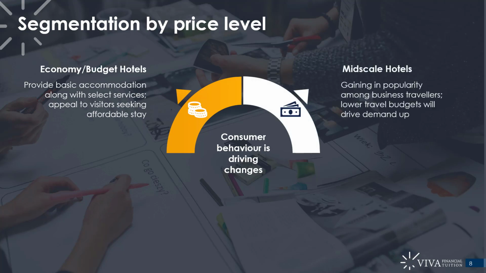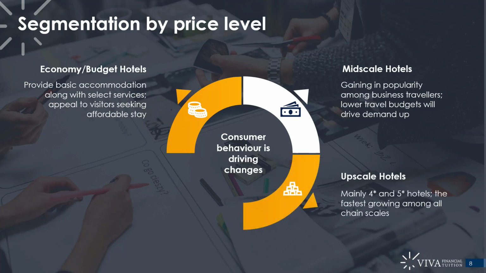Then we have the mid-scale range of hotels. These are gaining in popularity among business travellers, and I think that's going to be more so the case if the coronavirus has a bad effect on the economy. Companies are going to start cutting back on business travel expenses, and they're going to start moving down towards mid-scale hotels from the more upscale hotels that are typically associated with business travellers. Then we have upscale hotels. These are mainly 4-star and 5-star hotels, the fastest growing among all chain scales, generally speaking.